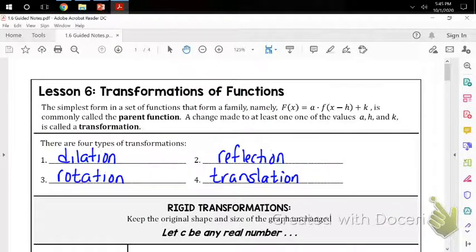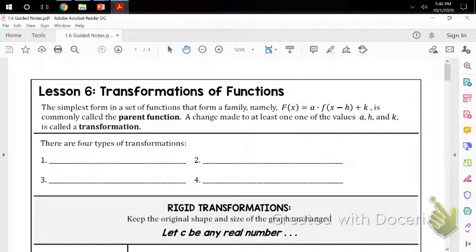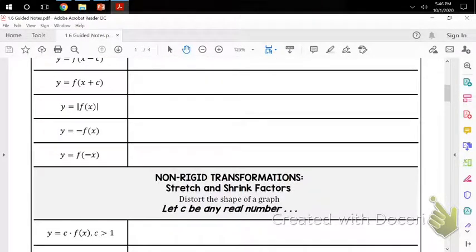All right, and so transformations are separated into two groups, and we have what they call rigid transformations and non-rigid transformations. Rigid usually means it's firm, so a rigid transformation is going to keep the original shape and the size. It's not going to change. Non-rigid transformations are going to have our stretch and our shrink factors. They're going to distort the shape of the graph. They're going to change the shape of it.